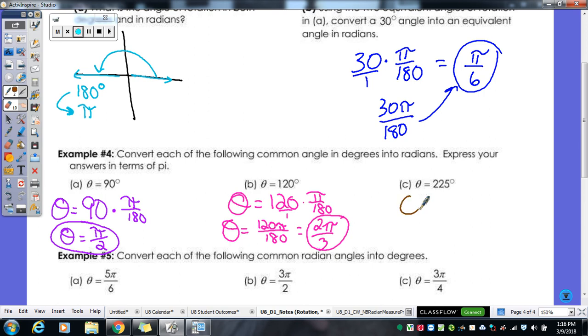So then for our letter C, again, you would do 225 times pi over 180. What would that give us? I got 5 pi over 4. This should be 5 pi over 4. Math, enter, enter, 5 pi over 4.